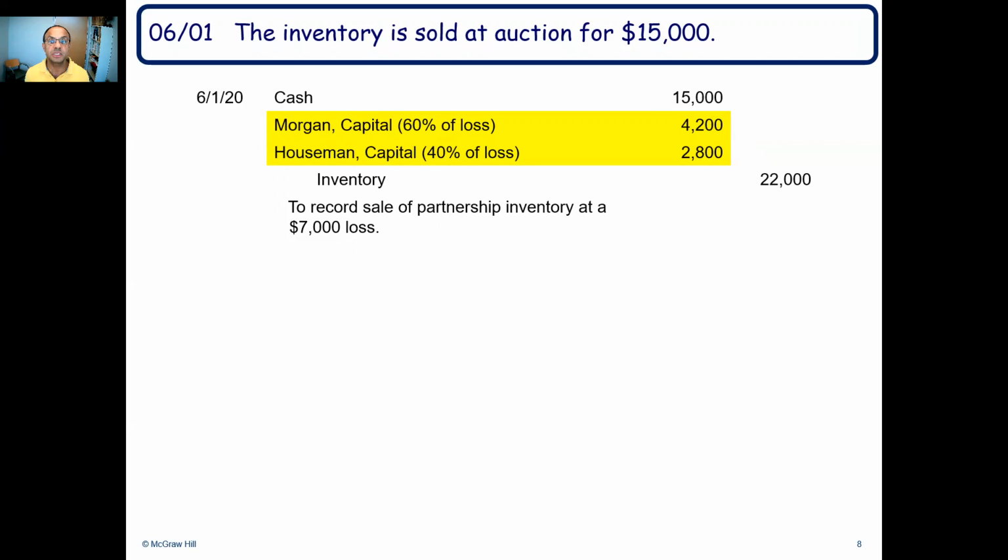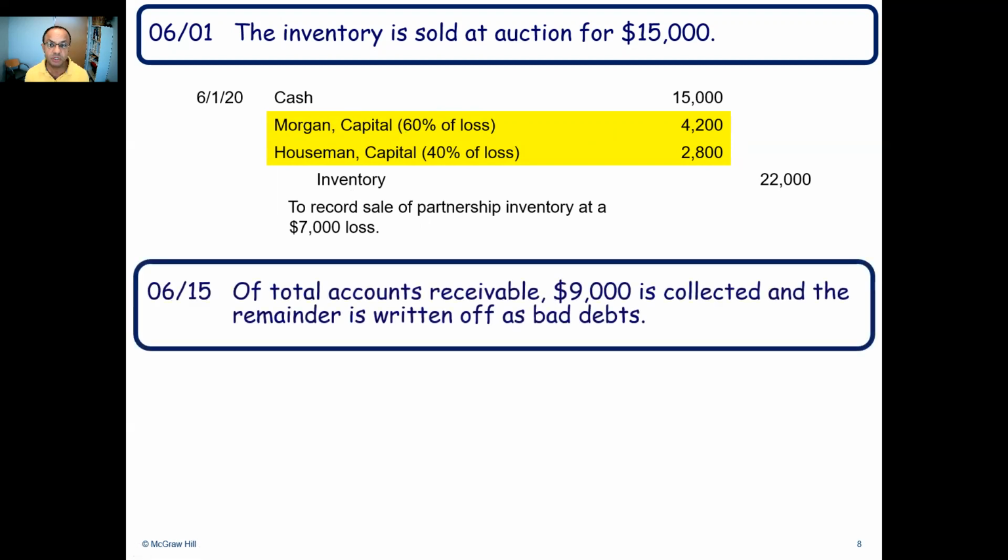Why don't we put it as an expense? Because we are liquidating the company. So any income or loss that might happen during the liquidation goes to the partners' accounts. So we distribute the loss here 60-40 between Morgan and Houseman. So this is the first journal.